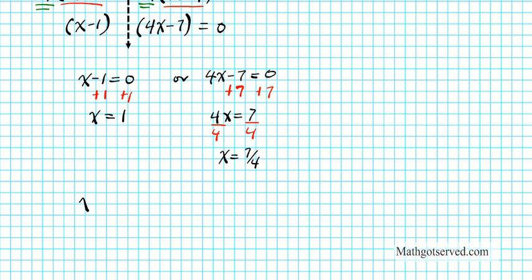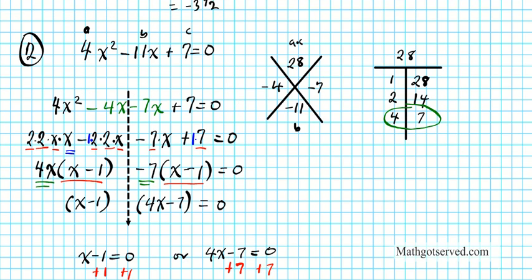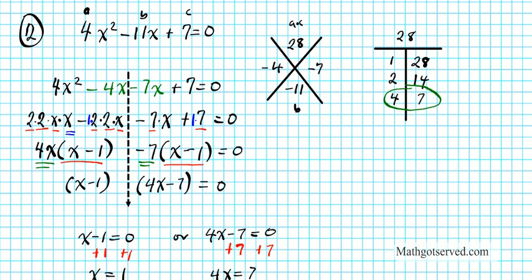Alright, so our solution for this quadratic is x equals 1 and 7 over 4. Now we're going to use our graphing calculators to check and see if these answers are in fact correct. So let's do this. Let me go back to my original equation. There you have it. I'm going to plug this into my calculator.